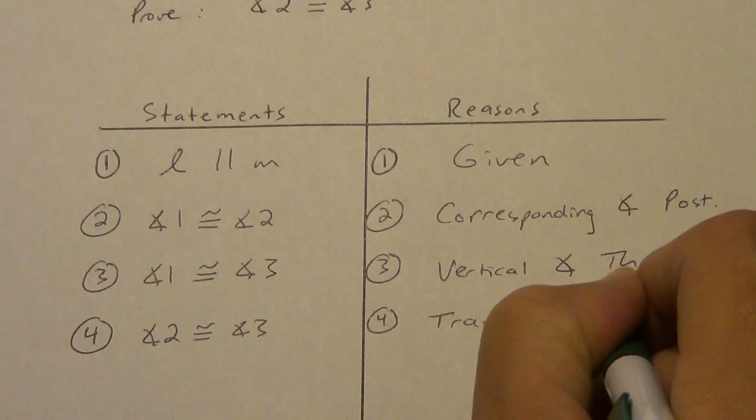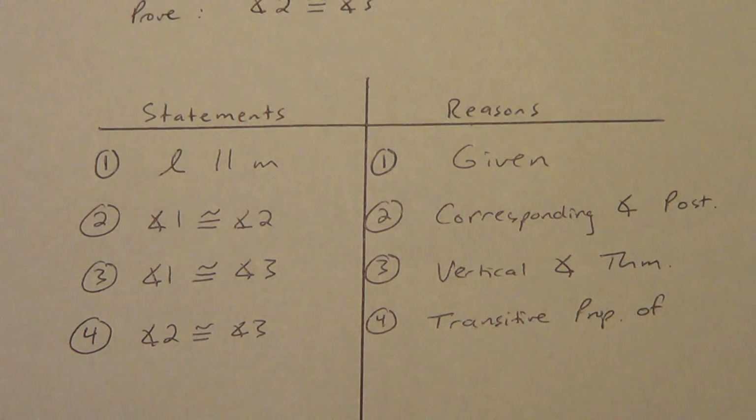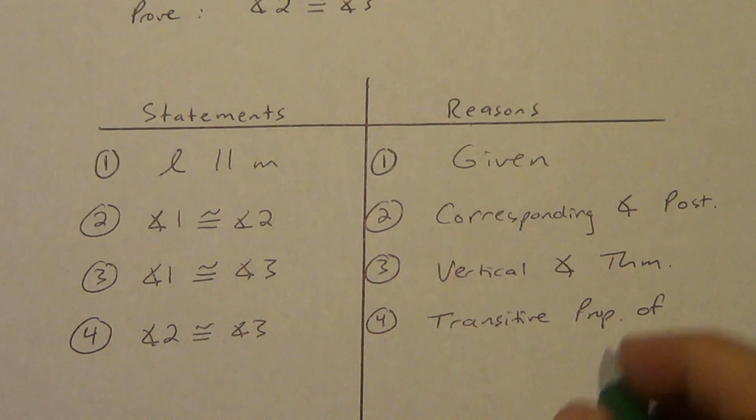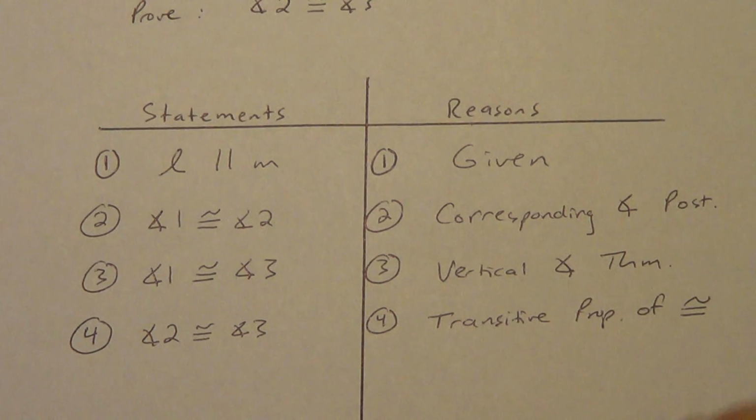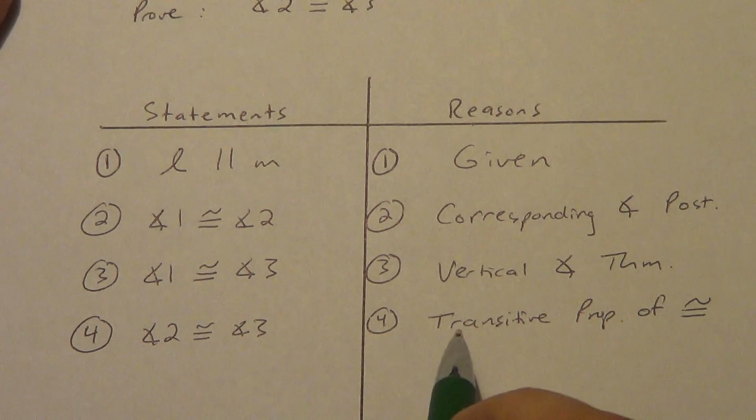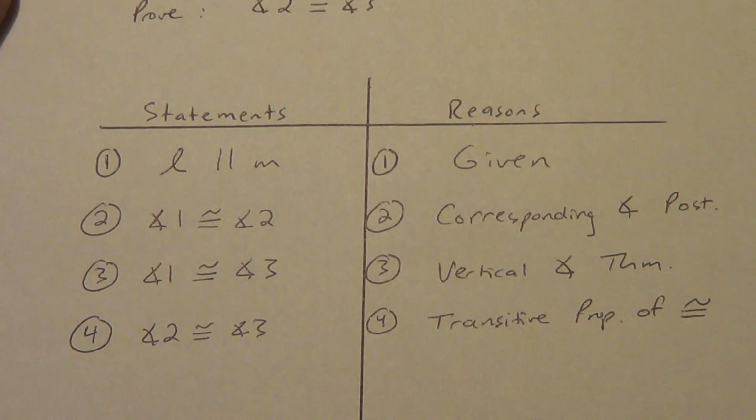transitive property of what? Well, it's not equality because it's not an equal sign, so it's the transitive property of congruence. Remember, that's actually a theorem. It says the transitive property works for congruent angles and congruent segments, but we usually don't write it down as a theorem. We just say transitive property of congruence.